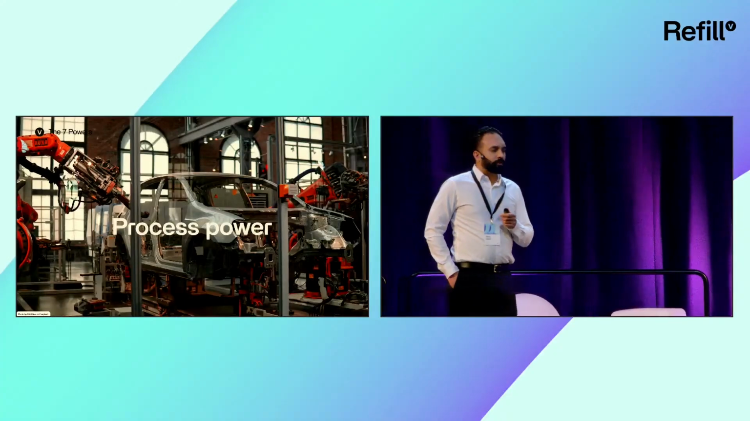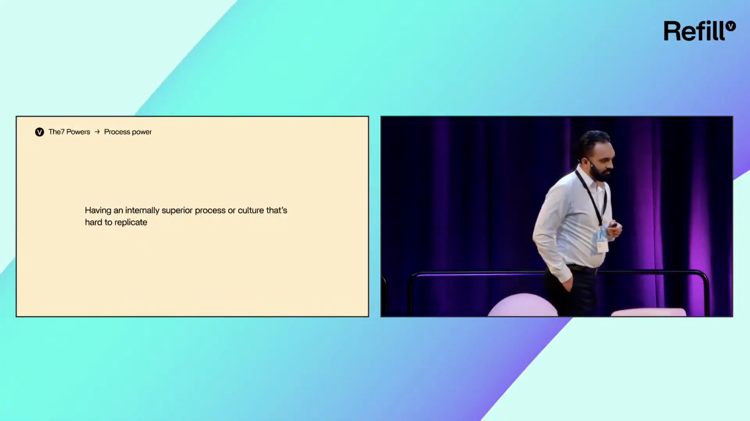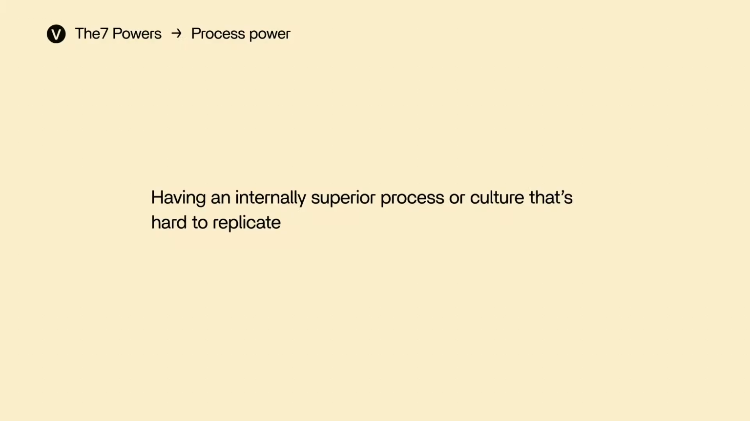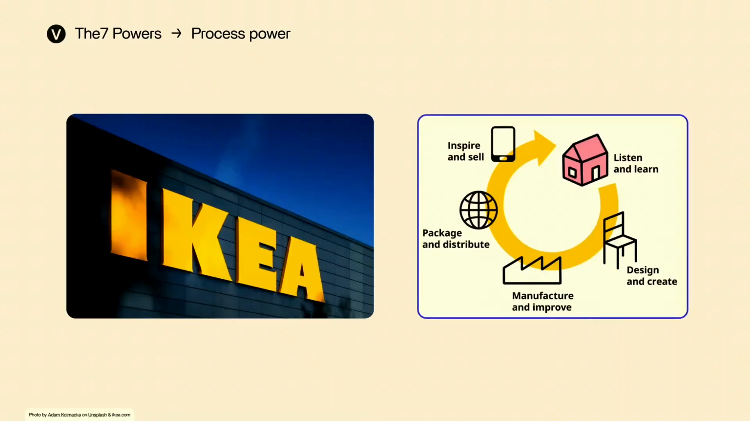Now, the last power is called process power. Process power is having an internally superior process or a culture that is hard to replicate. For this process power, I think this is the best example I could think of: IKEA. Their value chain, as you can see on the left side, is their true process power.